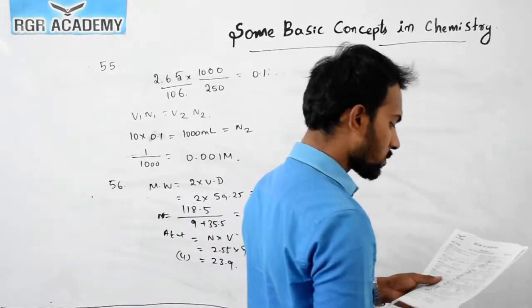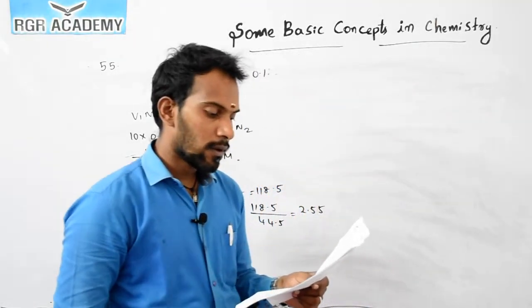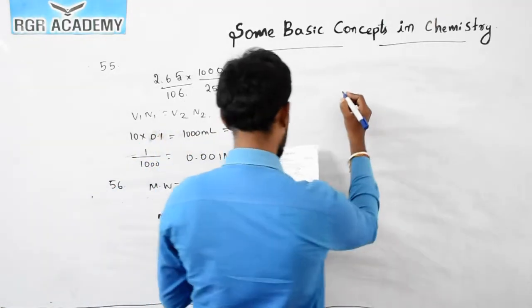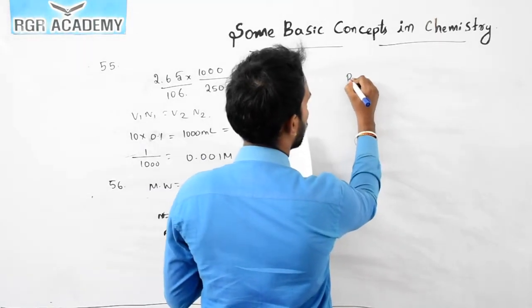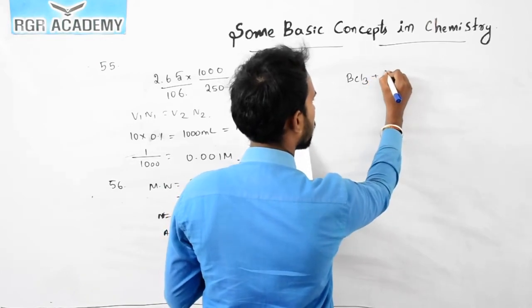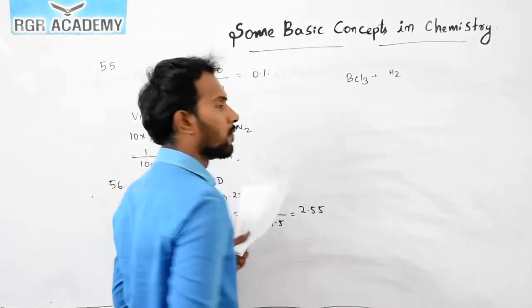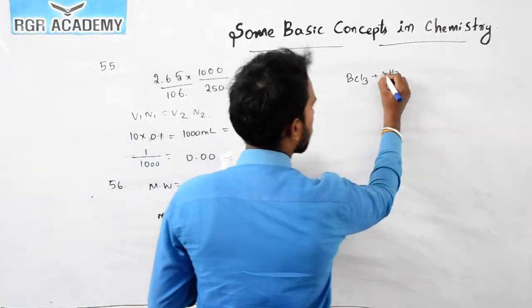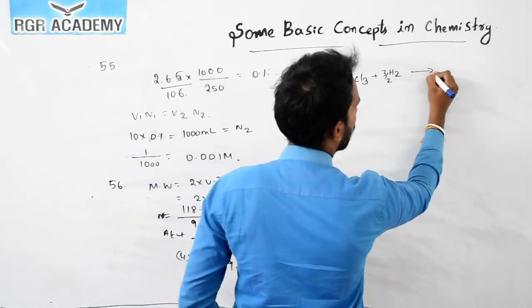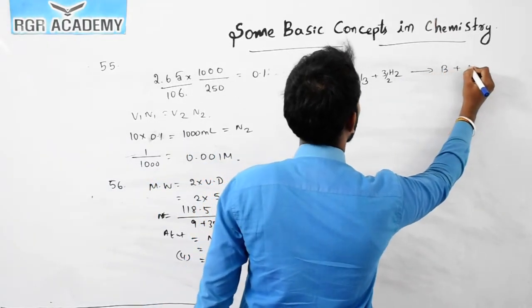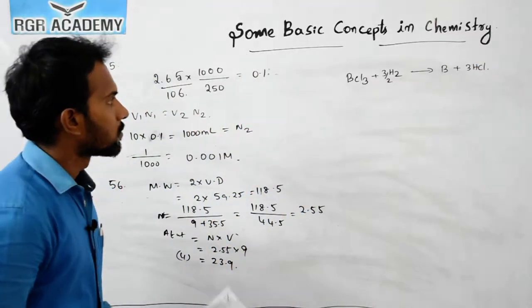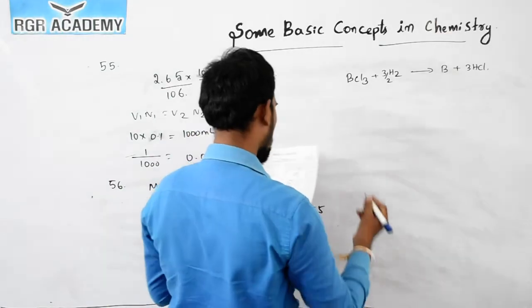Now see this one. Question number 57: find the volume of hydrogen gas at 273 Kelvin and 1 atmosphere pressure. BCl3 reacts with H2. So we take hydrogen as 3/2 H2. It gives boron plus 3 moles of HCl. So here we can take 1 mole of BCl3.